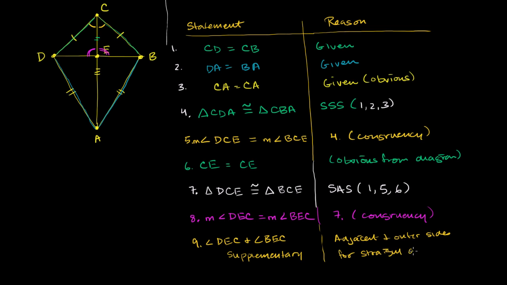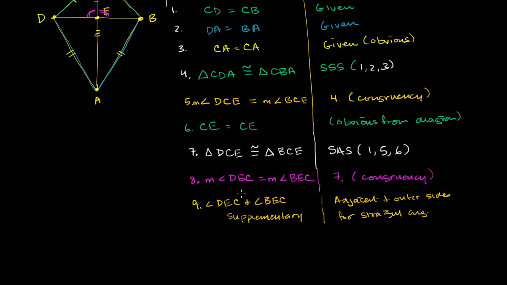And then the next step: if we know that these two angles are equal to each other, and if we know that they are supplementary, we can actually deduce that they must be 90 degrees. So statement 10: measure of angle DEC equals measure of angle BEC, which equals 90 degrees.